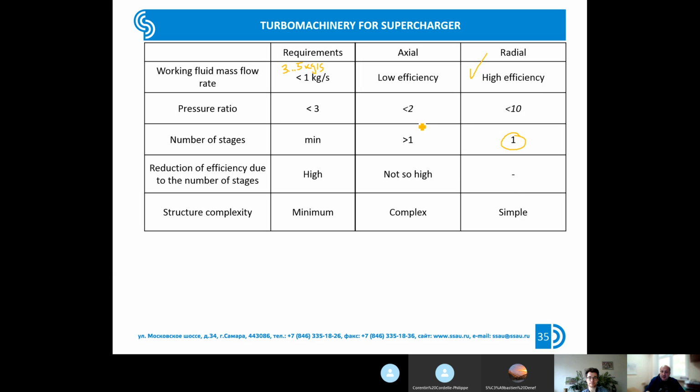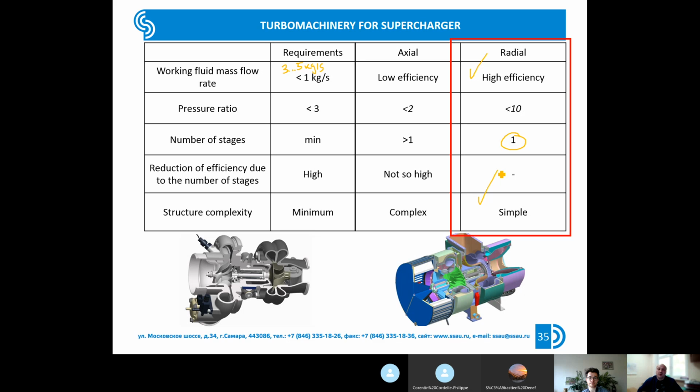But if we use an axial compressor, we need to use a multi-stage compressor. So it means we have a choice between a multi-stage axial compressor and a one-stage centrifugal compressor. Of course, the construction of one stage will be simpler and cheaper. That's why we need to use this one. And finally, we could make the conclusion that for the conditions which are typical for cars, for the turbocharger system, radial turbomachinery is most suitable.